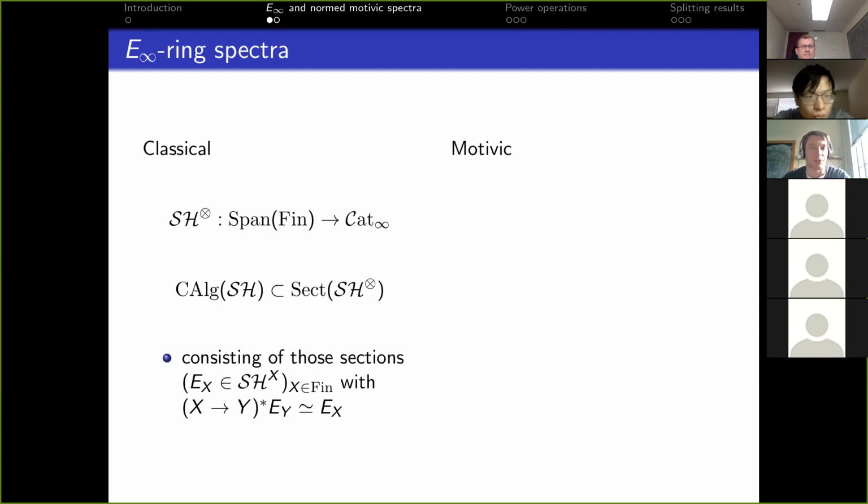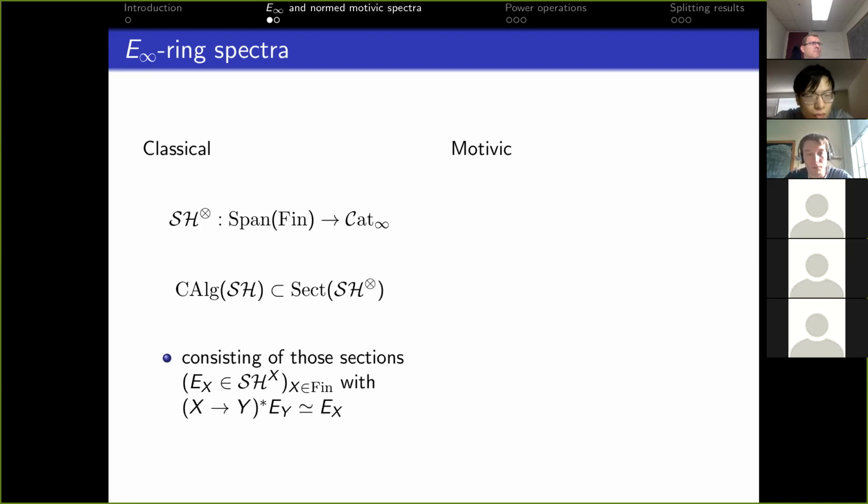This is the category of E-infinity ring spectra, and the category consisting of precisely those sections such that the comparison map for the pullback is an equivalence for every map between finite sets. And of course, there's this other comparison map, which basically says it can multiply together. So there's a map from the indexed smash product of EX down to EY. And so that's some sort of multiplication map.